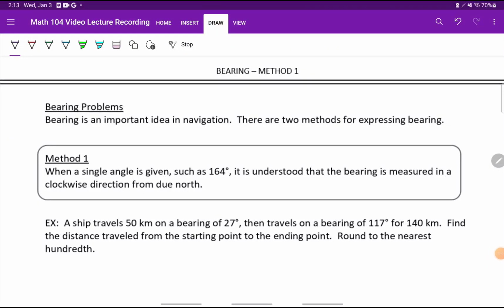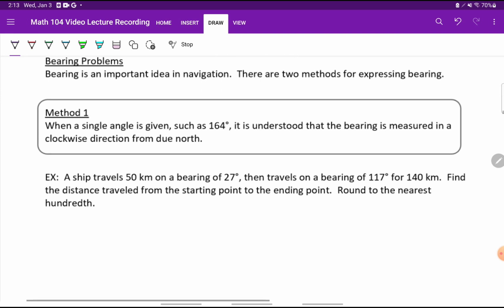In this video, we're going to discuss applications of bearing. Bearing is an important idea in navigation. There are two different ways to express bearing. In this first video, we'll talk about one of those ways, and in my next video, we'll talk about the other way for expressing bearing. So the first method is when a single angle is given, such as 164 degrees.